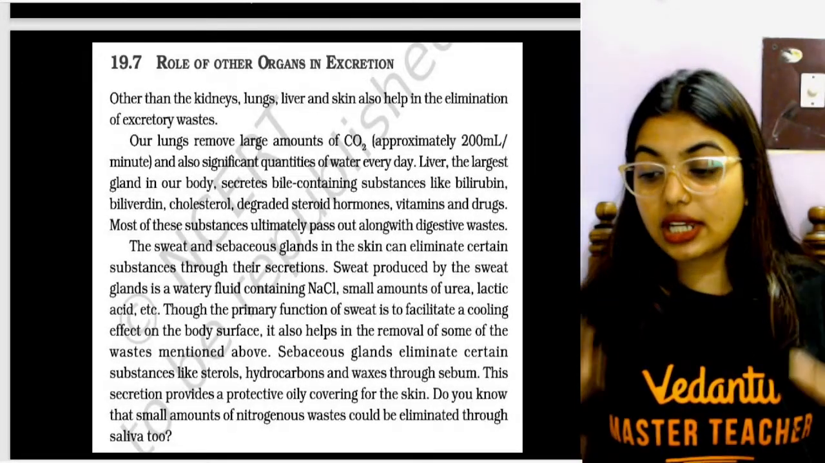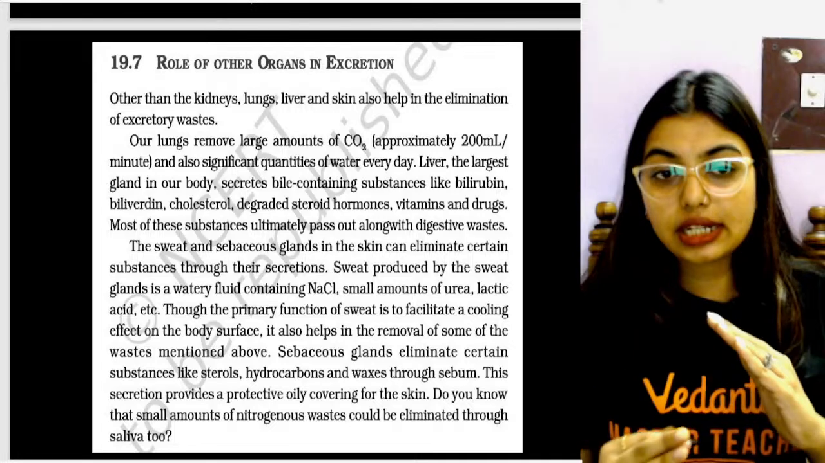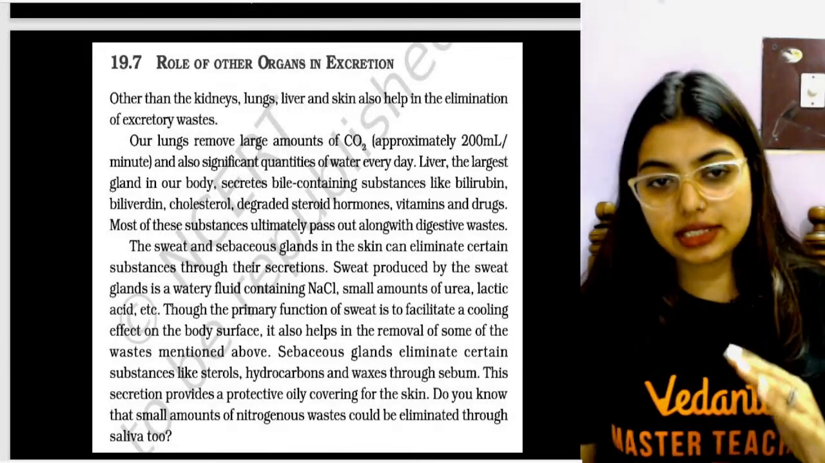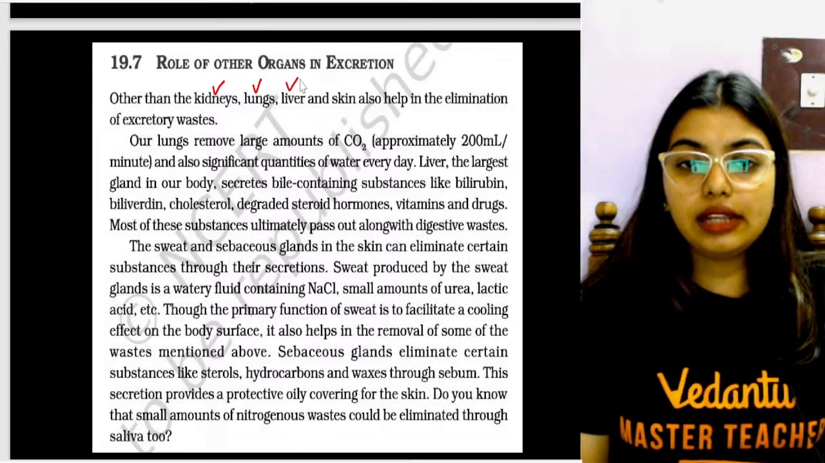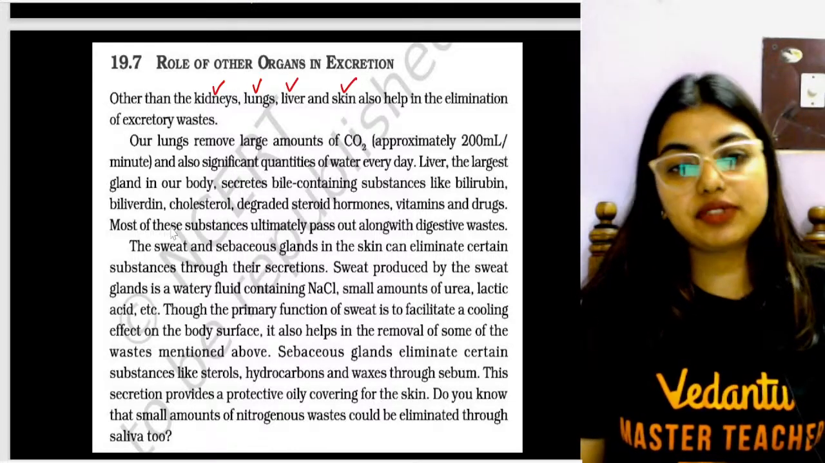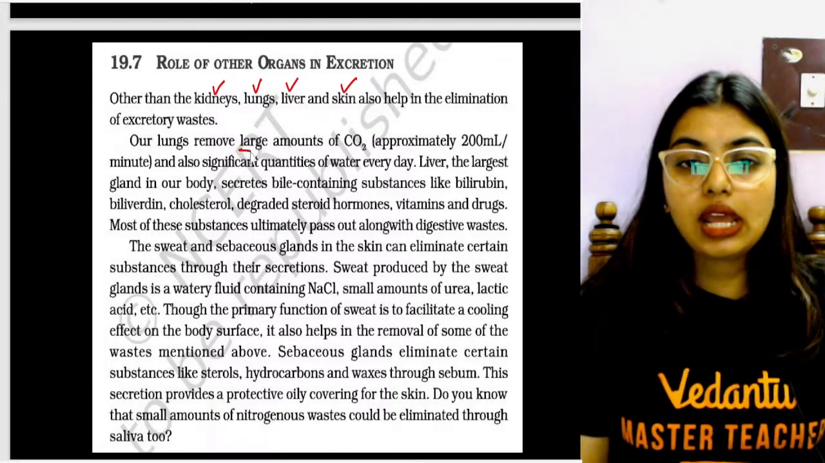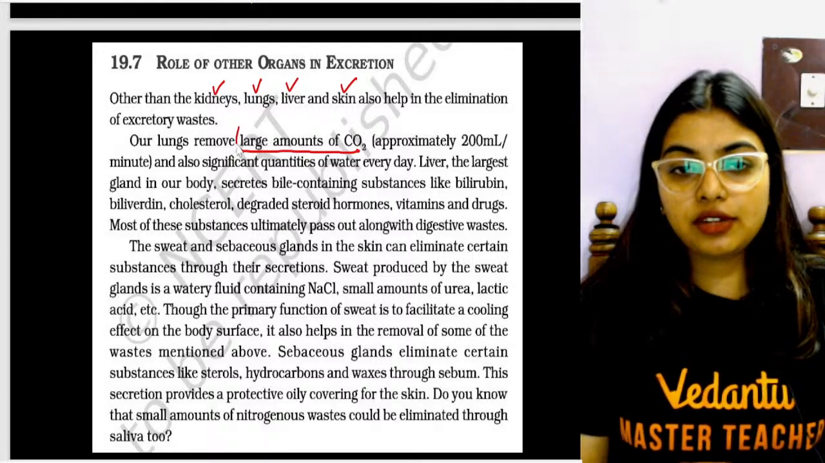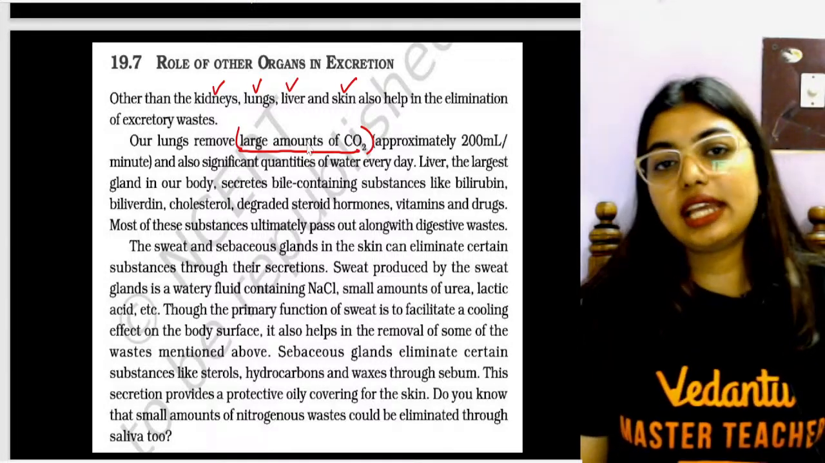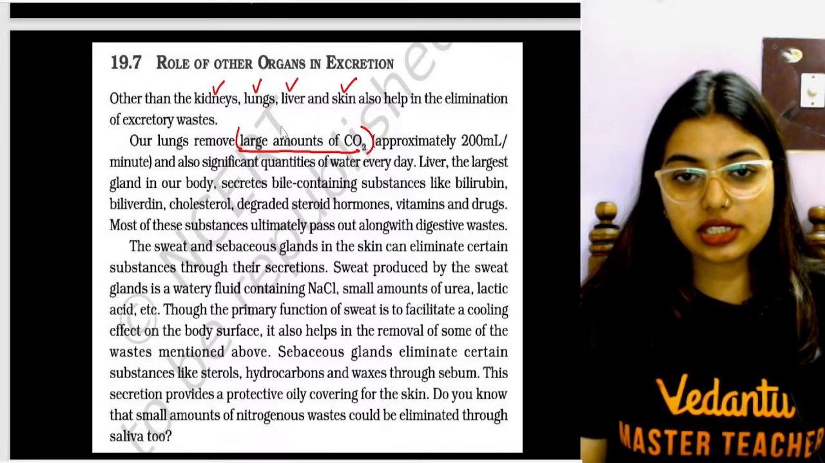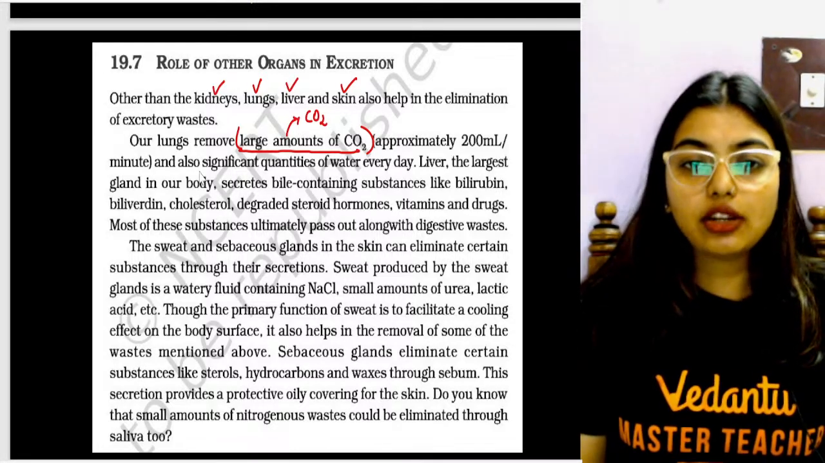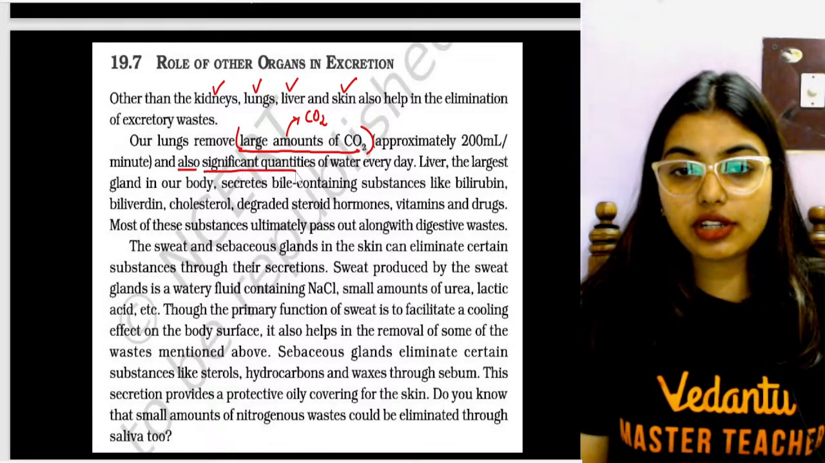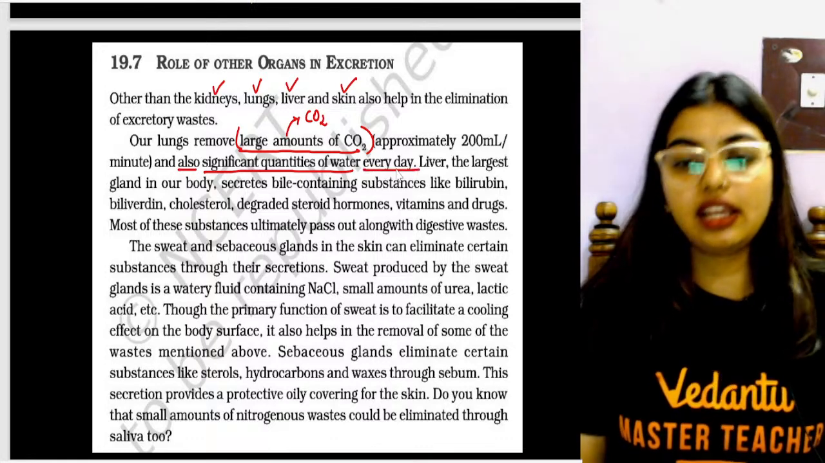Now, role of other organs in excretion. So, it's not just the kidney. It's not just the kidney that helps in excretion, but there are other organs like lungs, liver, skin that help us with excretion. Our lungs remove a large amount of carbon dioxide. Did we study this in breathing and exchange? Yes, ma'am, we studied that a large amount of carbon dioxide is excreted out, and also significant quantities of water every day.